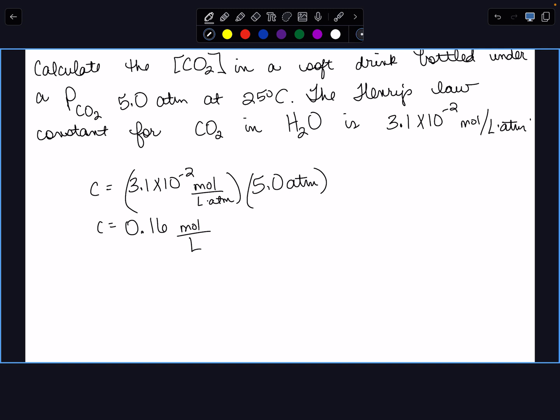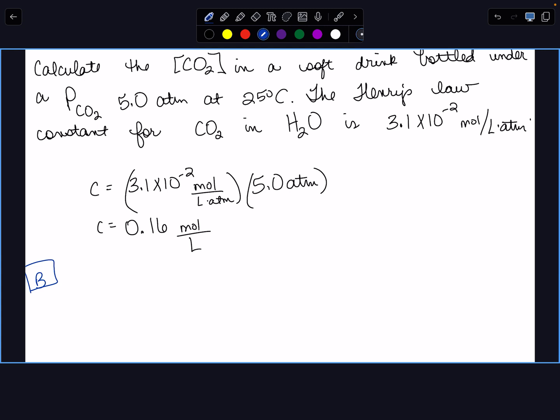Now, let's add a B part to this. Because y'all, when we open the soft drink, what are we doing? We're just exposing it to atmospheric pressure, right? And now we know, what's atmospheric pressure? Do y'all know what atmospheric pressure is? Pressure of the atmosphere. Yeah, but do y'all know the quantitative number for it? How many ATM it is? 1. We're at 1 atmosphere, okay?